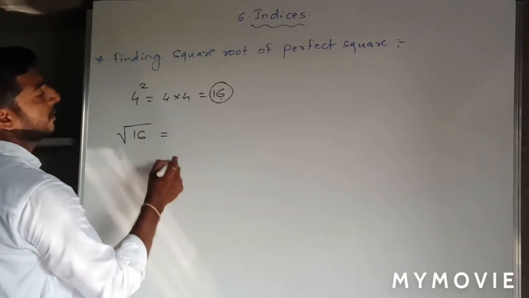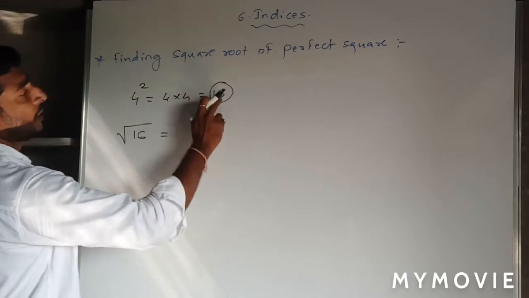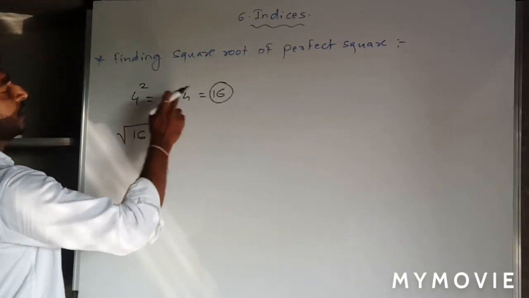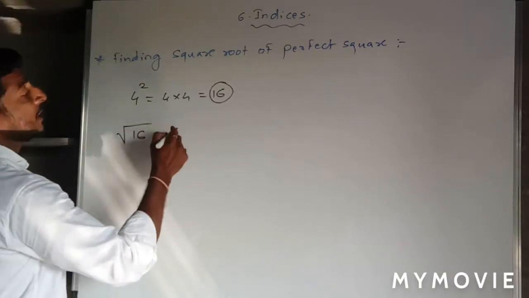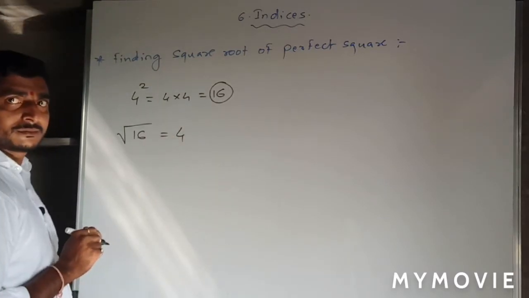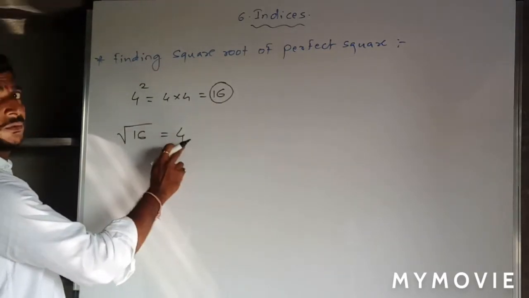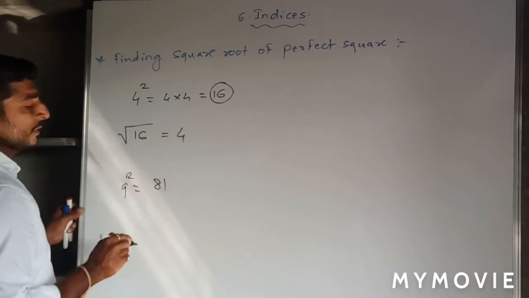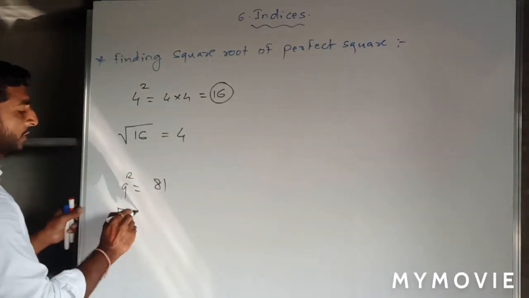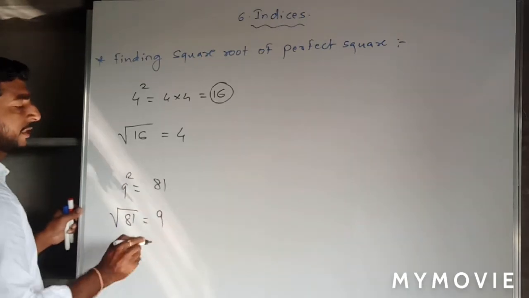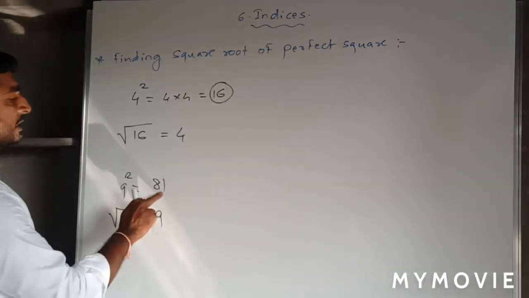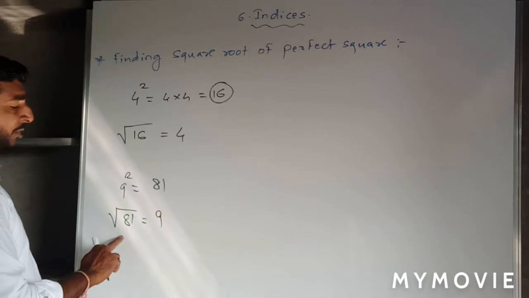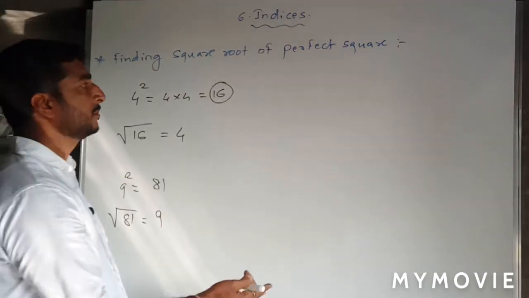So square root of 16 will be definitely what? This 16 is the perfect square of 4. So square root of 16 is 4. Square root of 16 will be 4. One more example we will see here. Square of 9 is 81, 9 times 9 is 81. So square root of 81 will be what? Definitely it will be 9, because 81 is the square of 9. So square root of 81 will be 9.